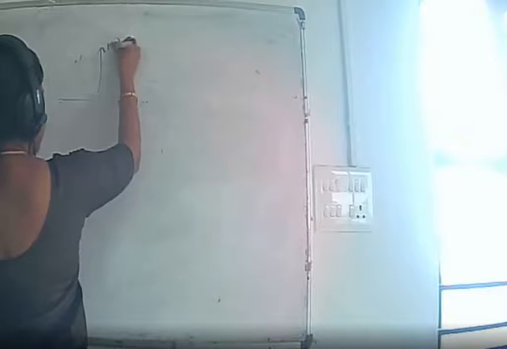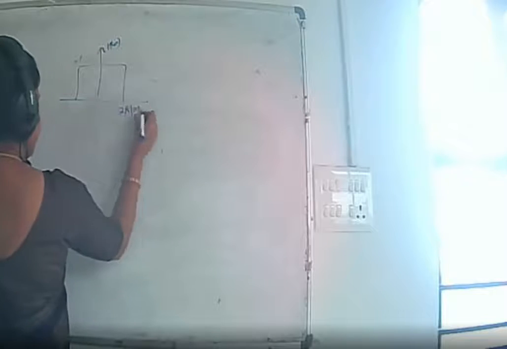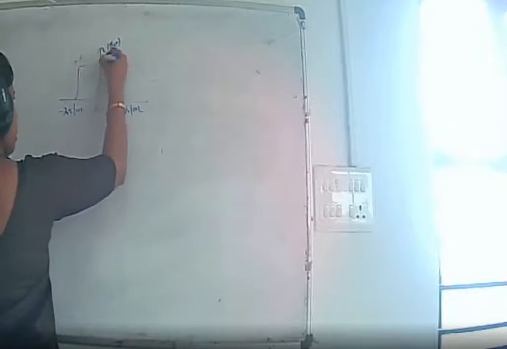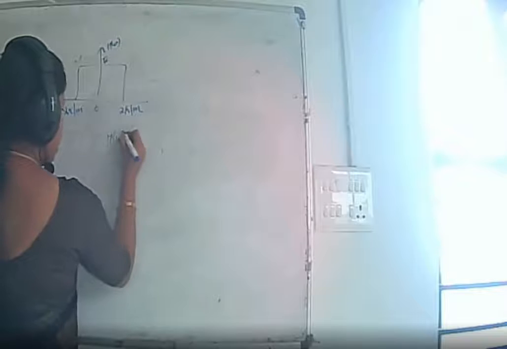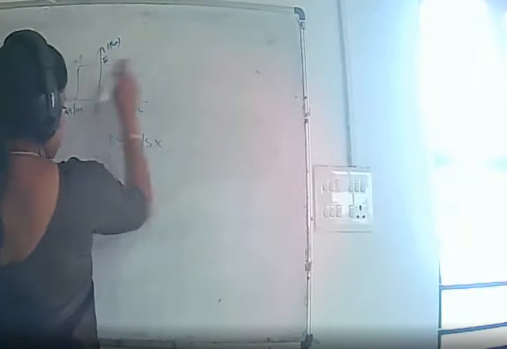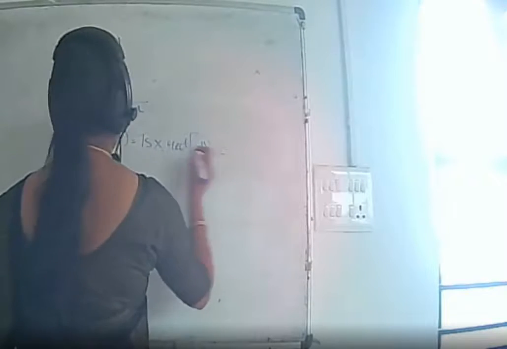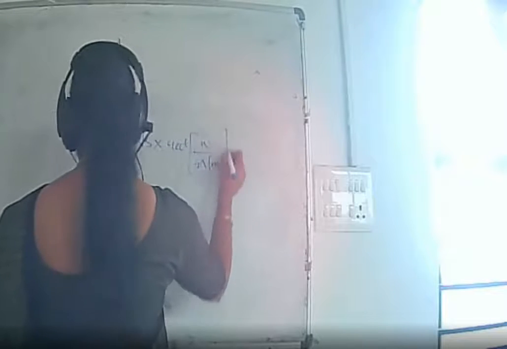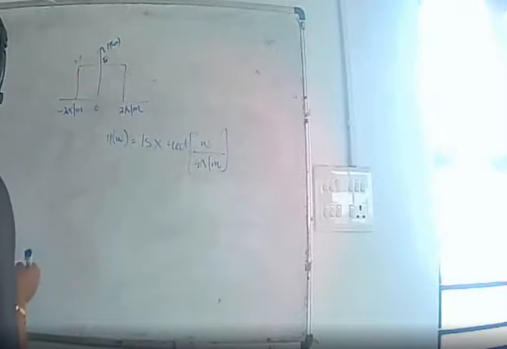H of omega, 2 pi fm, minus 2 pi fm, 0, Ts. So this H of omega is nothing but Ts into a rectangular function, rect of omega by 4 pi fm. This is the reconstruction filter transfer function.